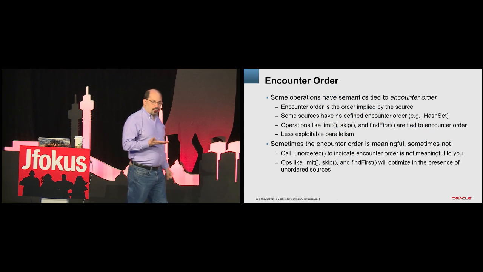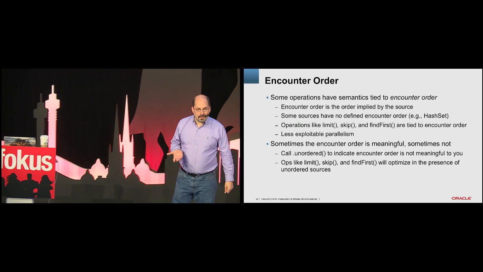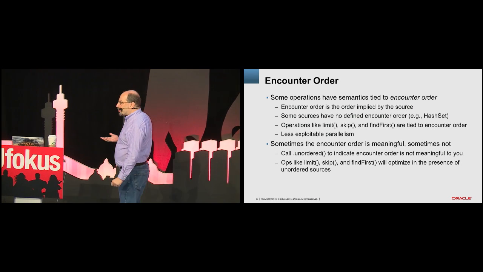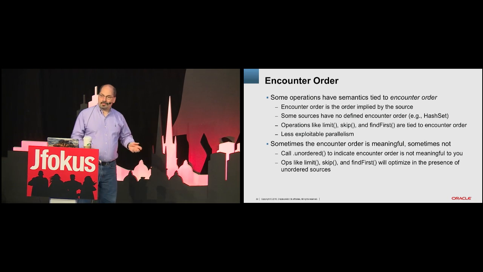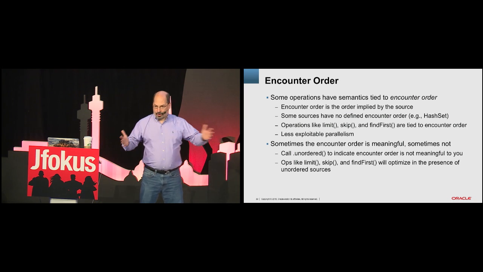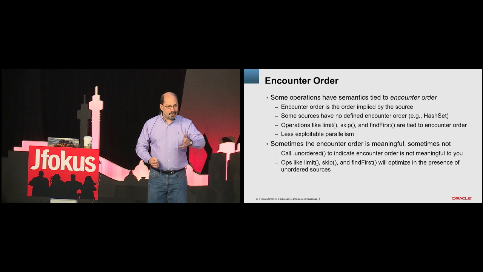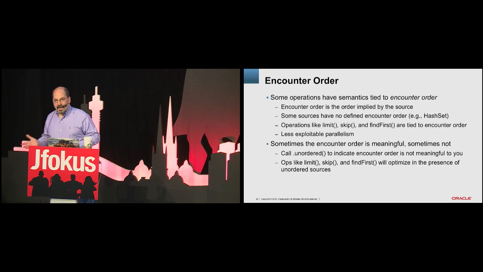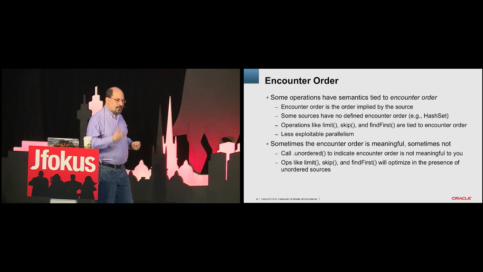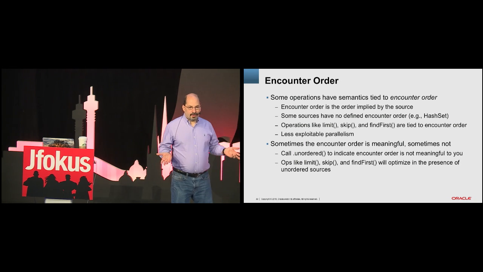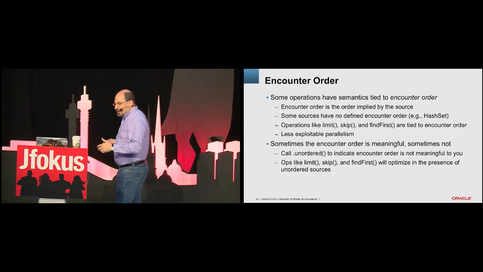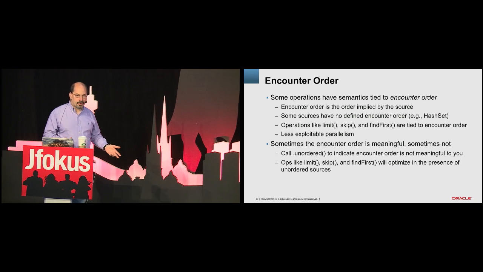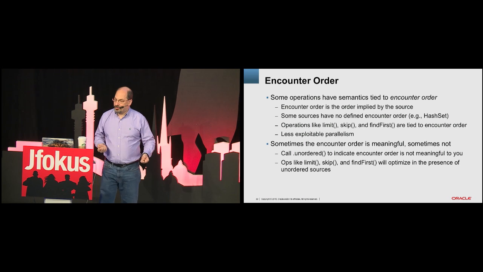Another one that we're not so used to looking for when we're thinking sequentially is encounter order. Encounter order is the order that's implied by the source. Sometimes that's meaningful, sometimes it's not. Lists are ordered. There's a first element, a second element, a third element, and it means something to be the first element of a list. If I have a set and I ask it for an iterator, it'll give me the elements in an order, but the order's not meaningful. The concept of the third element of this set doesn't mean anything. It's not a sensible concept. So lists have a defined encounter order. Hash set has no defined encounter order.